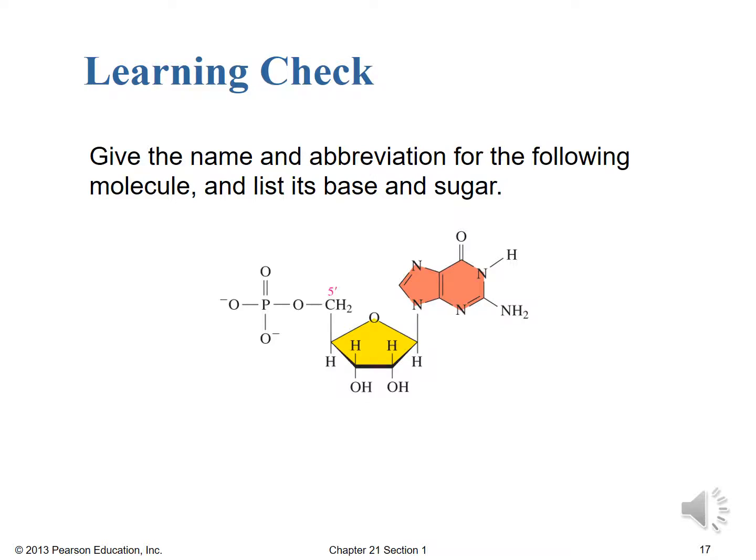But here we go. We'll end this chapter lecture, as we often do, with a learning check. So for this particular learning check, you're asked to give the name and abbreviation for the following molecule and list its base and its sugar. So hopefully you've been paying careful attention. Go ahead and pause the video while you make those assignments, and then start back up when you're ready to check your work. Good luck.